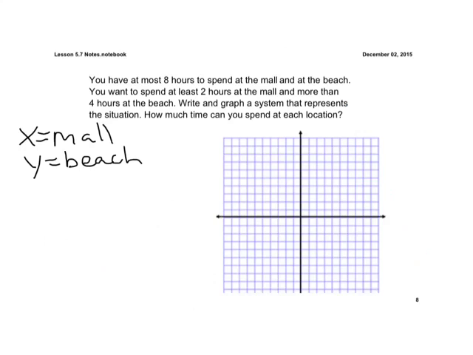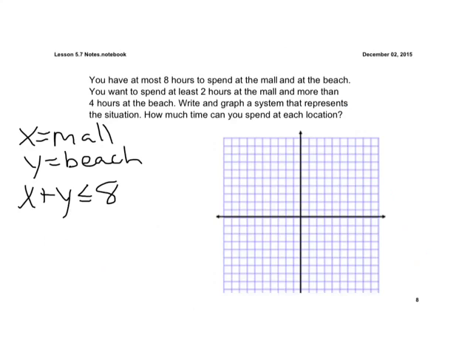Okay, if we have x plus y, we have at most 8 hours, so that means we can't spend any more than 8. We need to spend less than, but we could still spend 8 hours there. Okay, that is that equation there. Now we need 2 other ones. Okay, we actually need 2 more equations here.